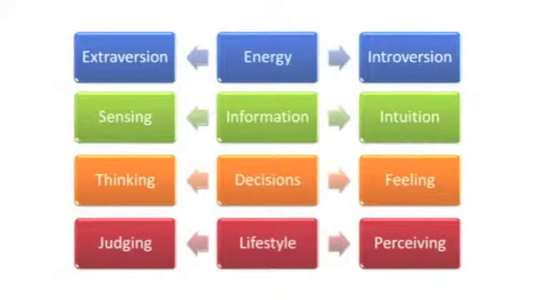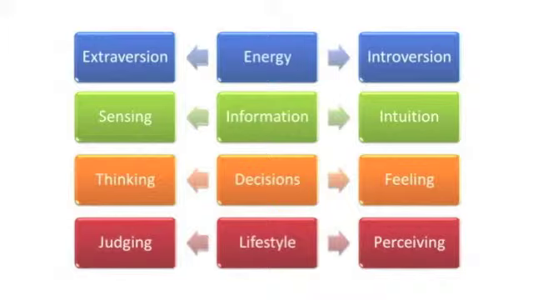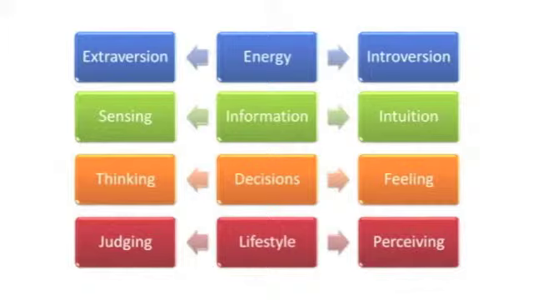The last dichotomy is judging versus perceiving. And this has to do with how you structure your world, how you approach your life. Okay, so those who score higher on judging, who receive a J, are structured, like organization, enjoy being decisive, and like to follow through with plans. Those who receive the letter P for perceiving are spontaneous and like flexibility.